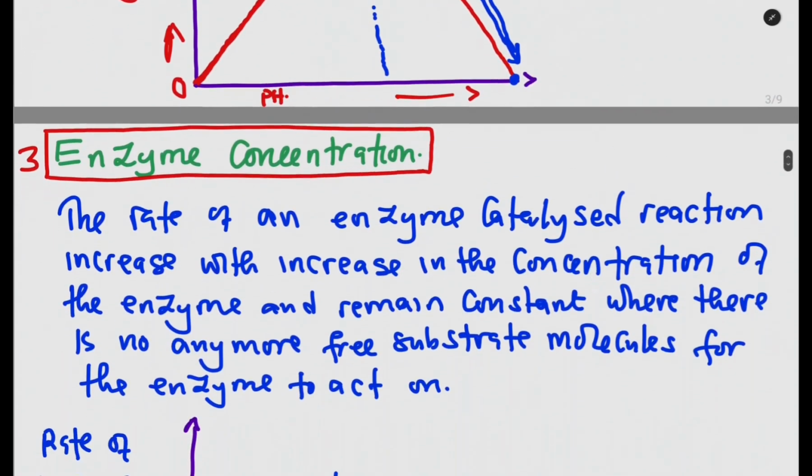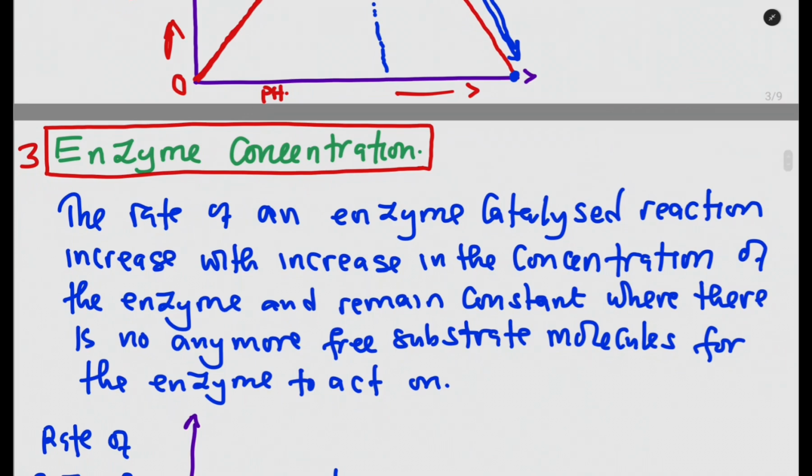The other one that we can discuss is enzyme concentration. How does enzyme concentration affect the activity of the enzyme? In this case, you are dealing with enzymes and also the substrate. So you hold the substrate constant. The rate of an enzyme catalyzed reaction increases with increase in the concentration of enzyme, and remains constant when there are no more free substrate molecules for the enzyme to act on.